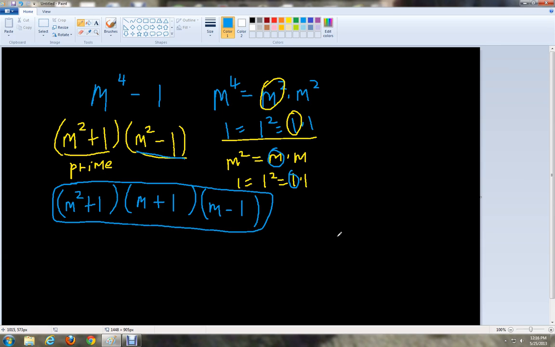Okay, so I just wanted to give you some different types of problems, how to go about doing difference of two squares and factoring those kinds of binomials.